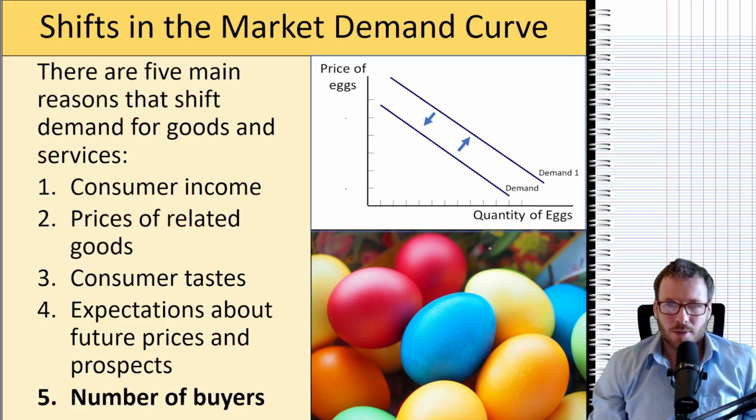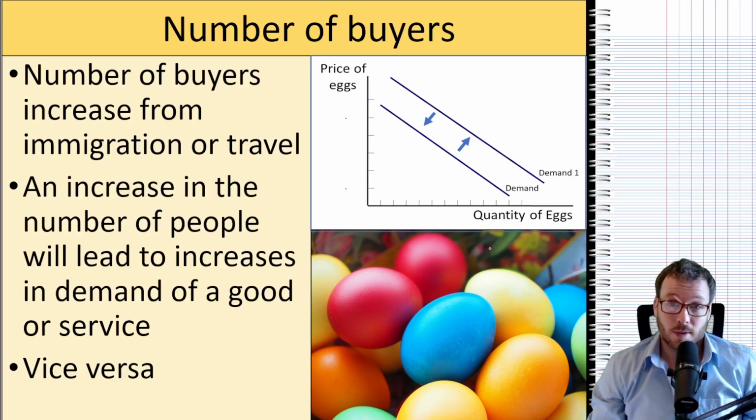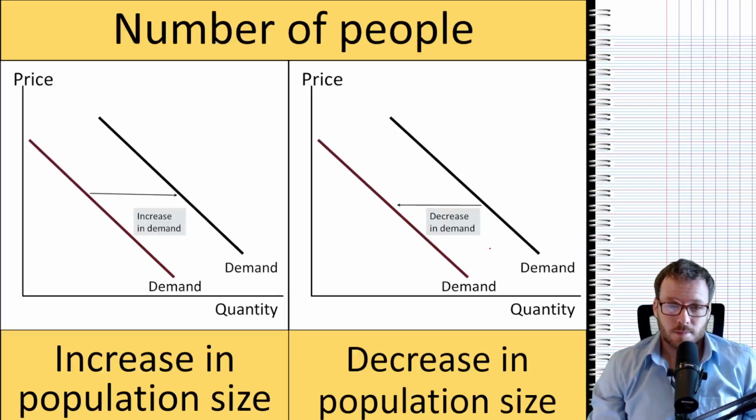Finally, the last part that affects our demand curve, number of buyers. If we have immigration in the country, lots of people come in, are we going to have more or less buyers? More, right? And therefore demand will simply go up. It's really that simple for number 5. So increasing population size, demand for most goods and services goes up. Think about the NHS, think about food, think about education, all these things. However, if population decreases, we have a lot of emigration, demand for all goods and services will go down.